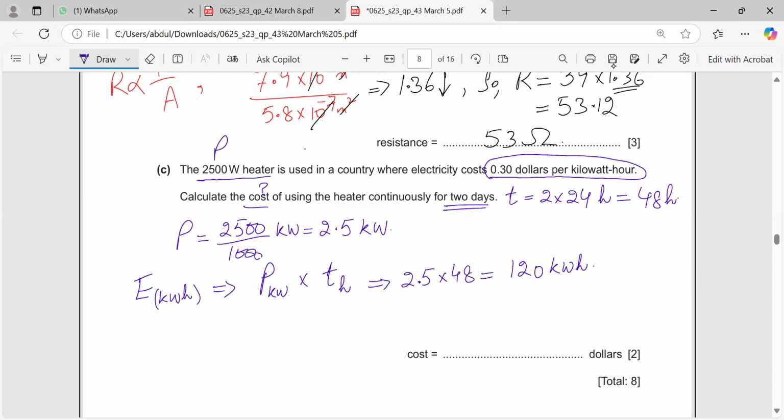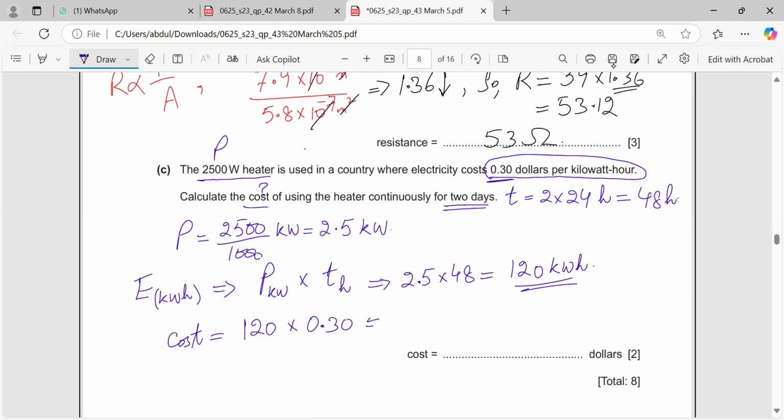So what is the cost? Now this is the energy in kilowatt hour. And why do we need energy in kilowatt hour? Because the price is given as $0.30 per kilowatt hour. So 120 kilowatt hours are total and each kilowatt hour is $0.30.